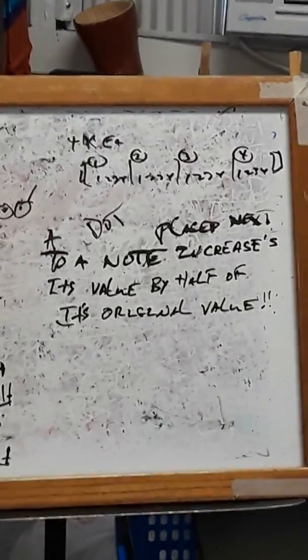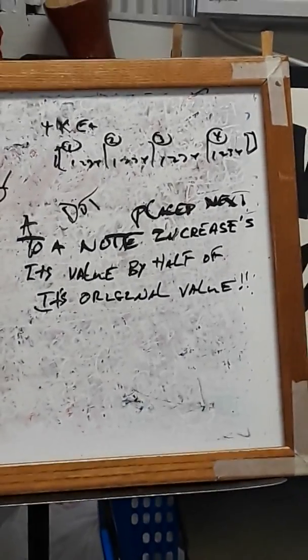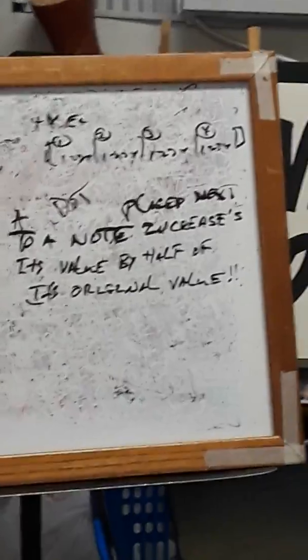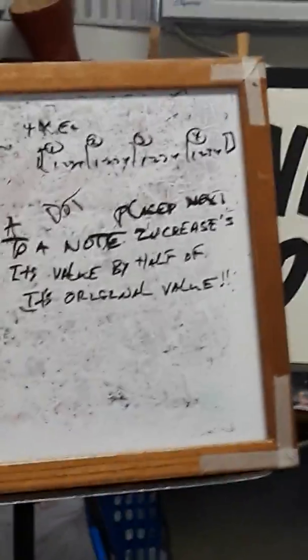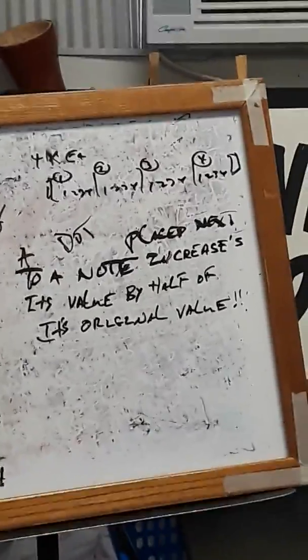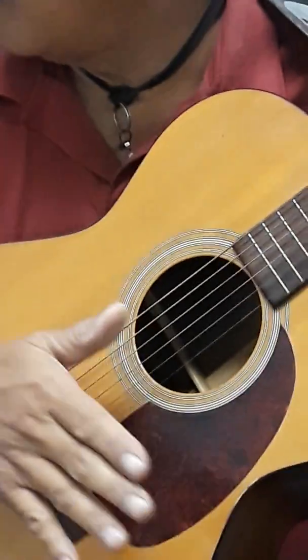1, 2, 3, 4. 1, 2, 3, 4. Bar 1. Bar 2. Bar 3. Bar 4. Where's the span? Ready? 1. Bar 2. Bar 3. Bar 4.